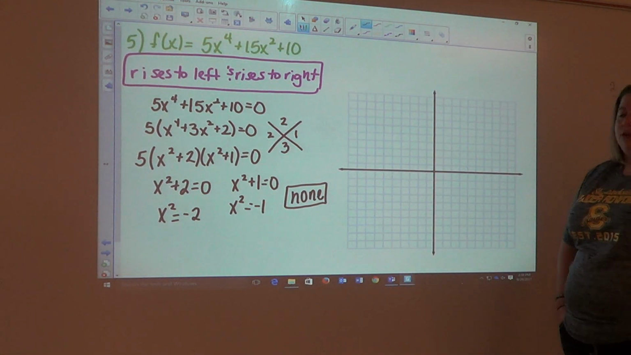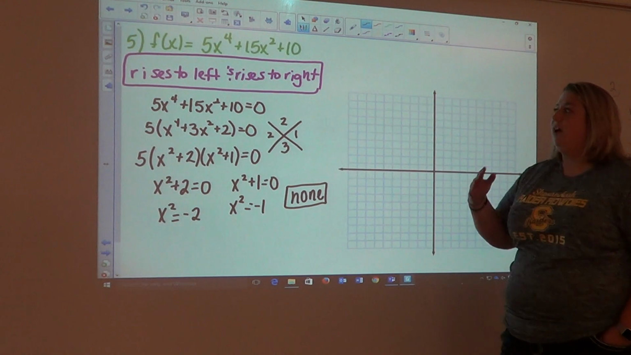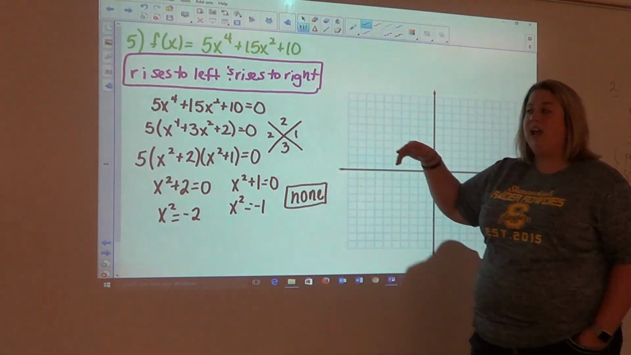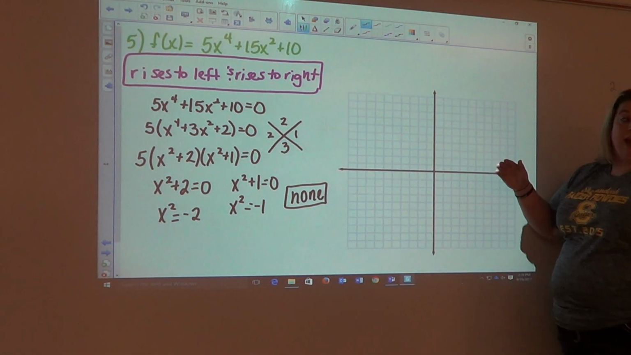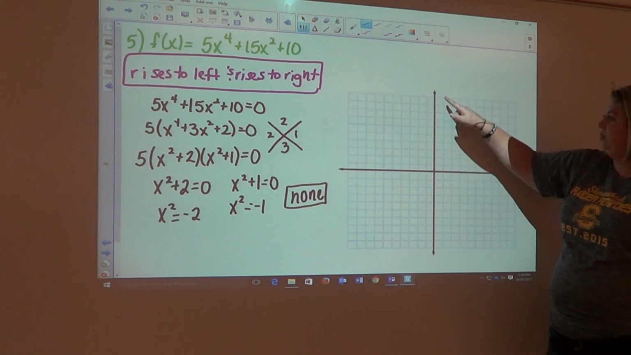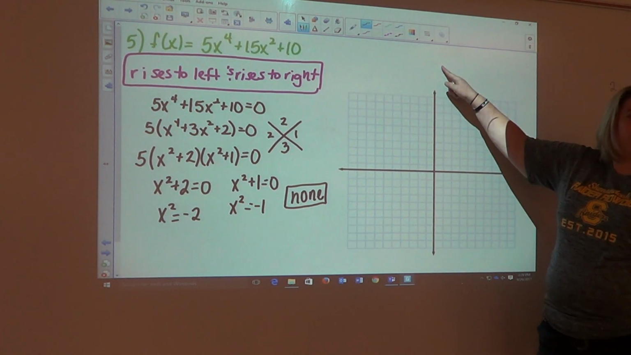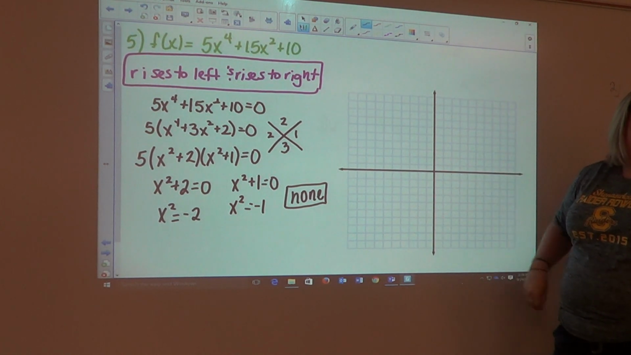So how would you graph that? You'd have to just plug in points up here. What's going to happen is it is graphed, it just never crosses here. It's a graph that's up here. So it never actually crosses the x-axis.